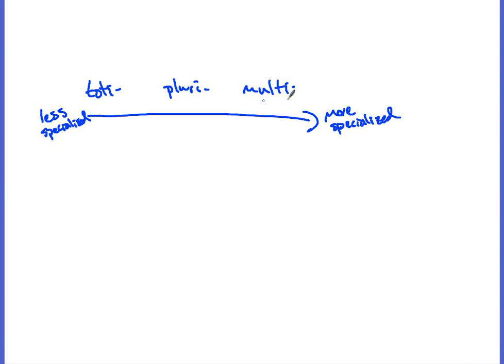Multipotent, on the other end, has the least potential. That kind of stem cell is probably already found in a certain type of tissue, so maybe like a muscle tissue. So that thing can't turn into anything but a muscle cell.